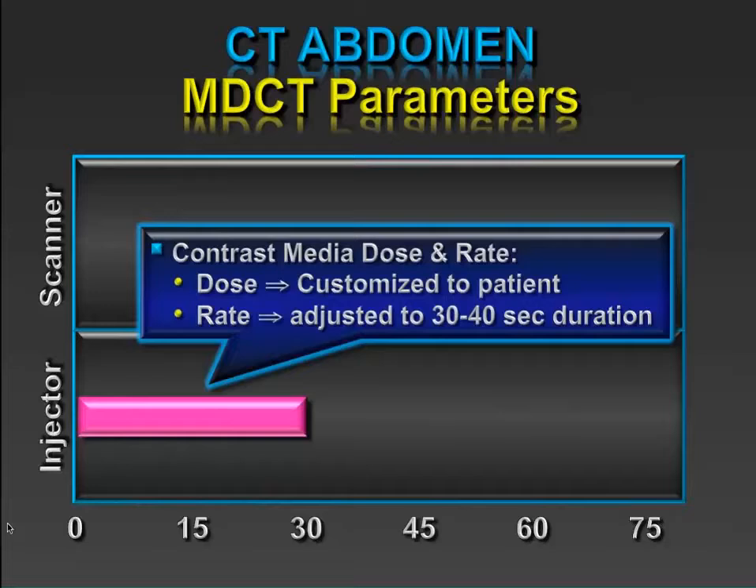The rate is typically given over a selected period of time, typically on the order of 30 to 40 seconds in duration. In other words, we take the volume, divide it by the number of seconds of duration, and that determines our rate.